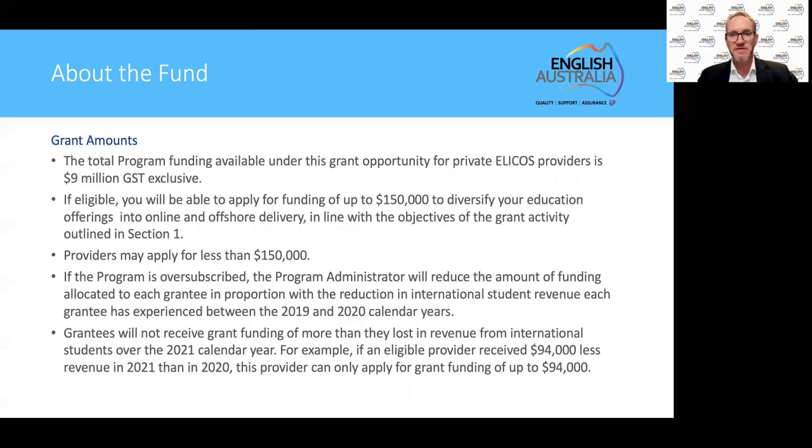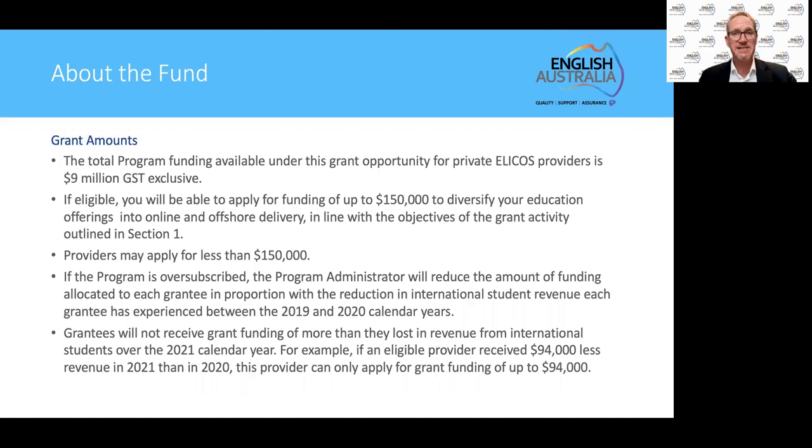The pool of funds that was made available was $9 million, and that's the total available funds under this grant, the International Development Fund 2021. Providers are able to apply for up to $150,000 in their grant allocation. Now, again, looking at the criteria and the objectives, we're seeking colleges to be able to diversify your education offering, and really looking into online and offshore is at the heart of the program objectives. More information is available in section 1 of the grant guidelines, and I encourage you to take the opportunity.